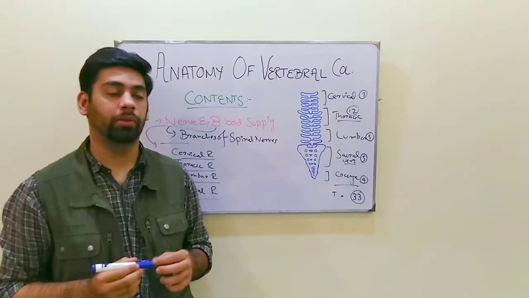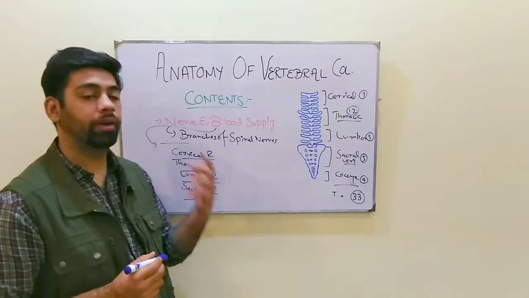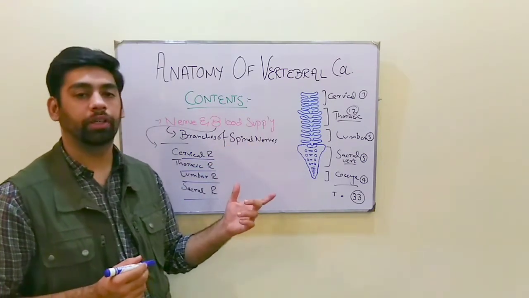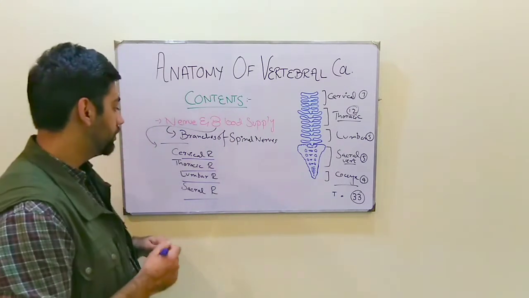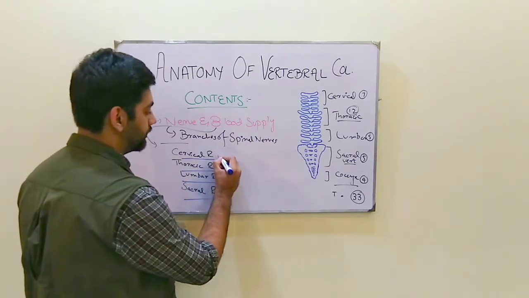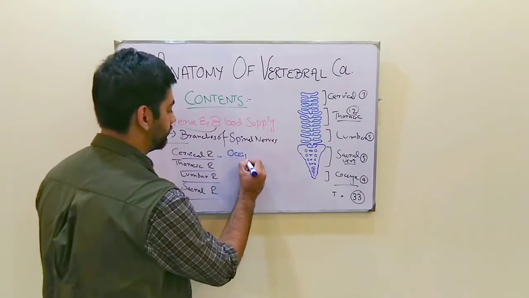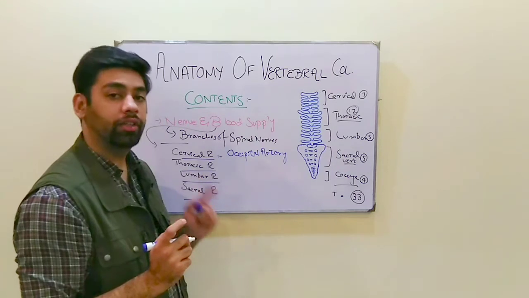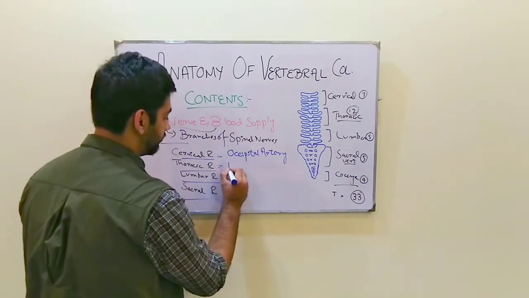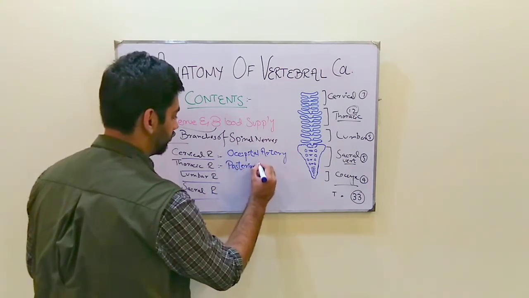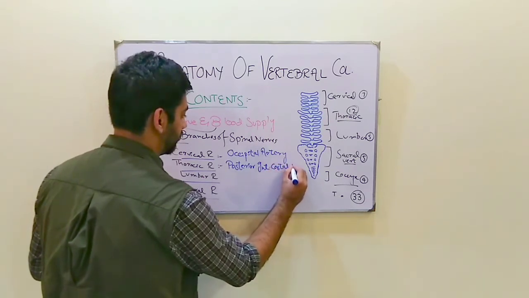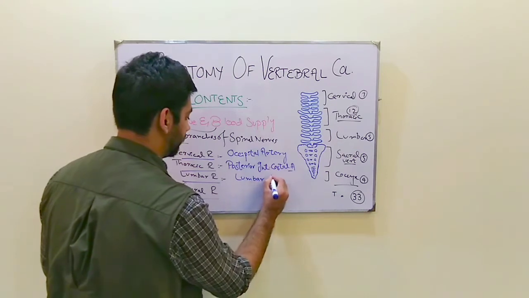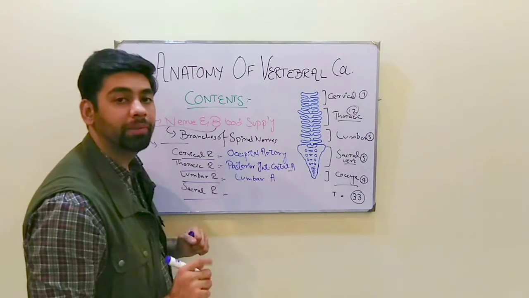Now talking about the nerve supply and the blood supply of the vertebral column. The vertebral column is supplied by the different branches of the spinal nerves which arise from the spinal cord. Talking about the blood supply, the different regions of the vertebral column get their blood supply from different arteries. First, talking about the cervical region, the cervical region gets its arterial supply from the occipital artery. The thoracic region gets its arterial supply from the posterior intercostal arteries. The lumbar region gets its arterial supply from the lumbar artery. And the sacral region gets its arterial supply from the lateral sacral artery.